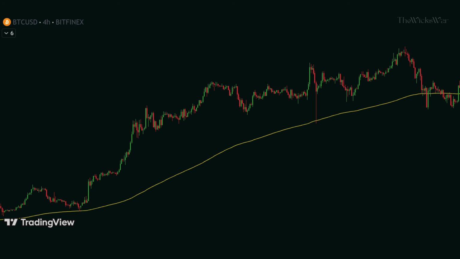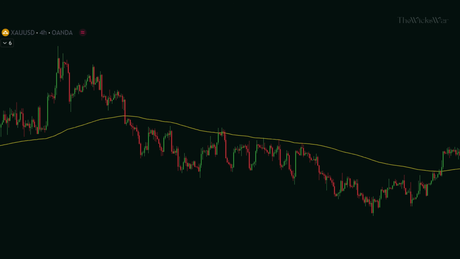200 EMA as dynamic support and resistance. Unlike horizontal support and resistance levels, the 200 EMA is a moving, flowing line that changes with price over time. In an uptrend, the 200 EMA acts as dynamic support. When price pulls back into the EMA and bounces, that confirms buyers are stepping back in. In a downtrend, the 200 EMA acts as dynamic resistance. Price touches the EMA and sells off again. That's institutional sellers defending the trend. These reactions make the 200 EMA a powerful level to watch for entries or exits.